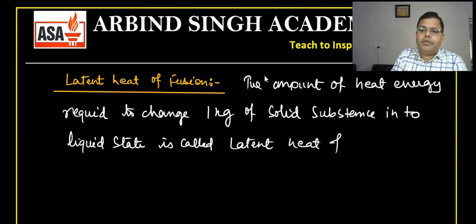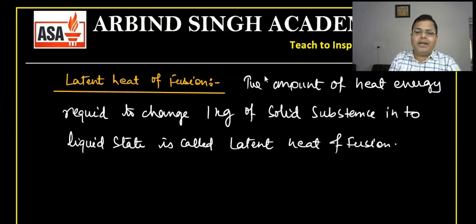Of course, the latent heat is different for different types of substances. For ice it will be different, for aluminium it will be different, for gold it will be different. So different types of substances require different latent heat. What is fusion? Fusion is the process in which a solid substance is converted into liquid. So latent heat of fusion is the amount of heat energy required to change 1 kg of solid substance into liquid state.